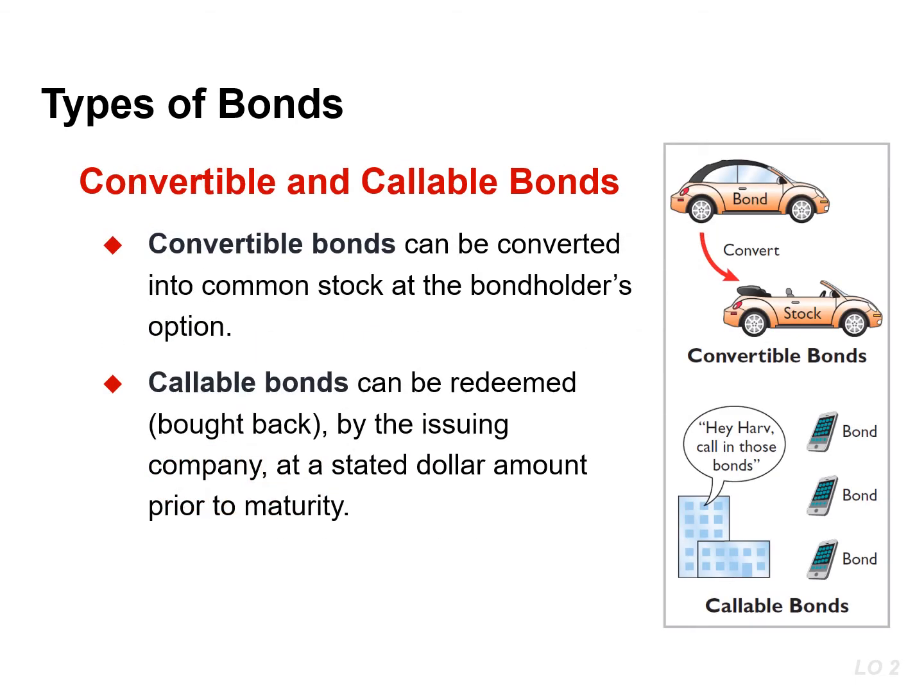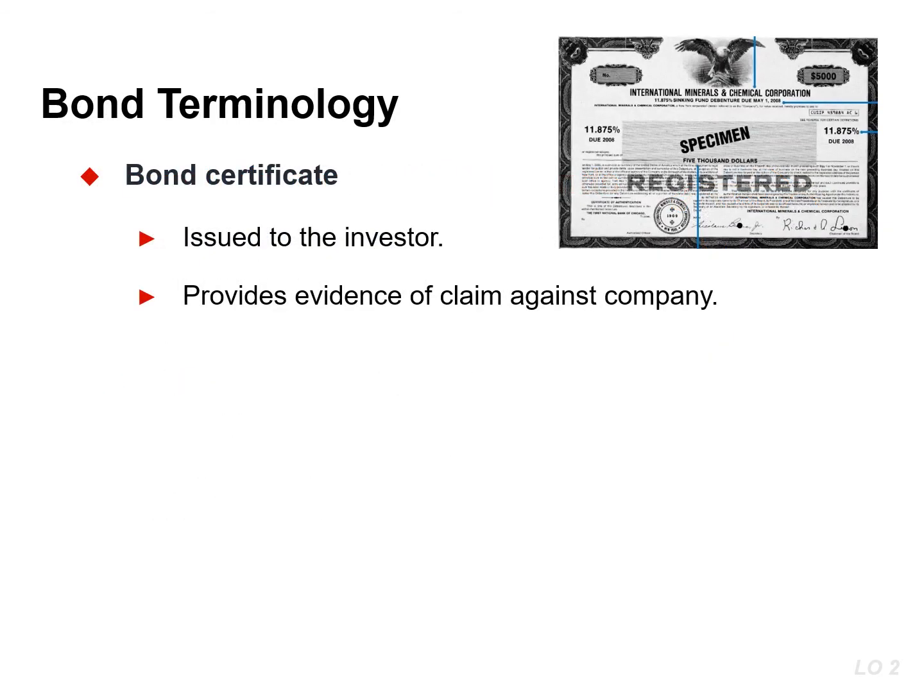Bonds that can be converted into common stock at the bondholder's option are convertible bonds. Bonds that the issuing company can redeem or buy back at a stated dollar amount prior to maturity are callable bonds. A bond certificate is issued to the investor to provide evidence of the investor's claim against the company.